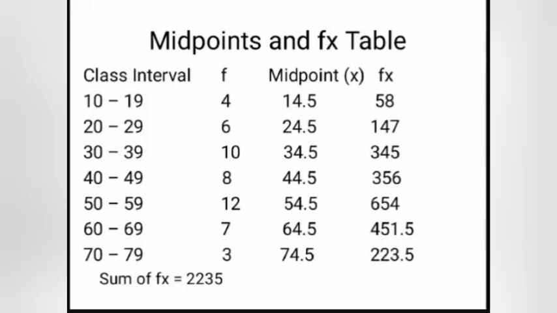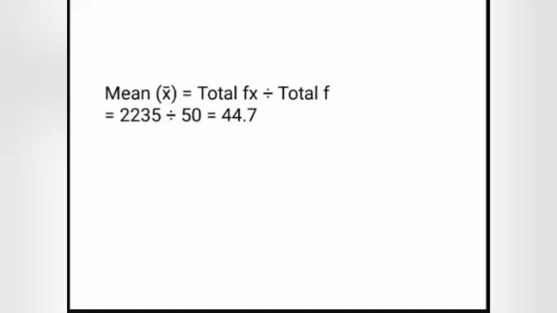You add everything. So under the fx, you write summation fx, that's Σfx, equal to the sum of everything there, which is going to give you 2,235. So under your fx, you just write summation fx is equal to 2,235. So we'll calculate your mean.